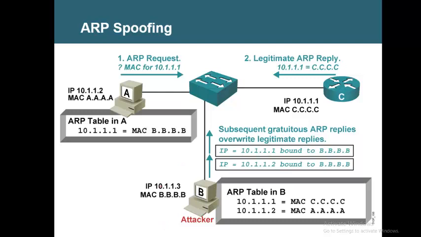ARP spoofing is when an ARP request is sent asking for the MAC address of some destination by giving the IP address. Instead of the genuine destination, someone in the middle pretends to be the destination and replies with their MAC address. Switches need only the MAC address to forward the packet. When computer A is asking for the MAC address of 10.1.1.1, which is here, this request is going as a layer 2 broadcast.